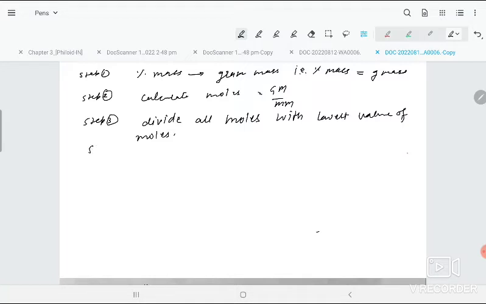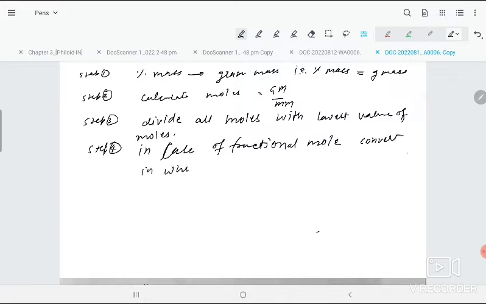Step number 4. What is step number 4? In case of fractional mole, we cannot use the fraction in the formula. In case of fractional mole, convert into whole number. How can you convert into whole number? By multiplying with a number. This is very simple.